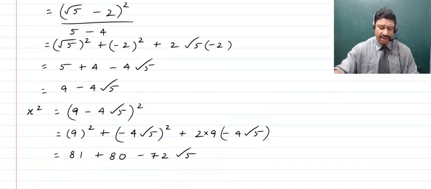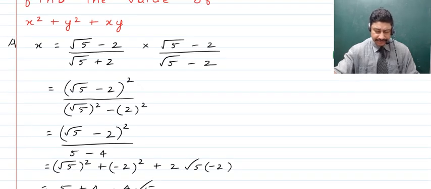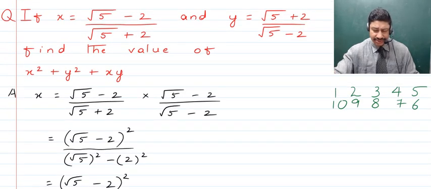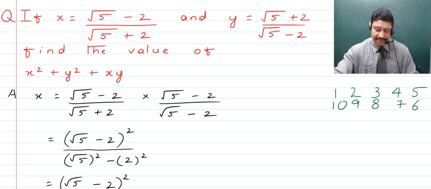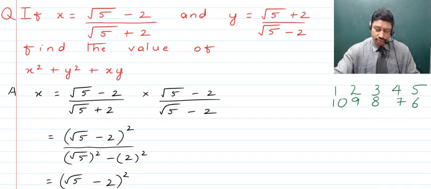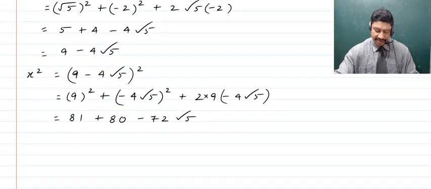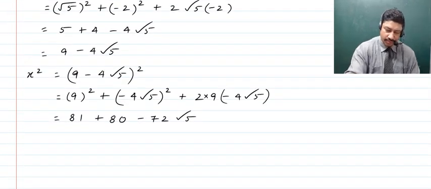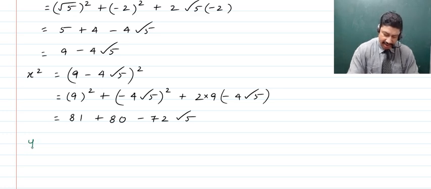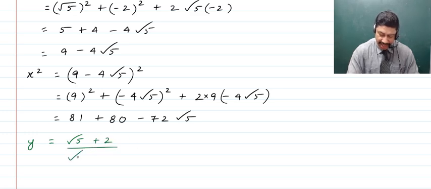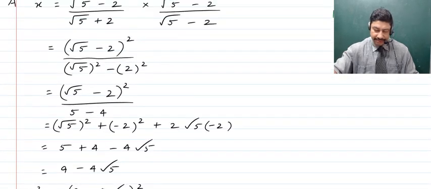Similarly children, we also have to find out the value of y square, and here you see that the value of y is actually root 5 plus 2 upon root 5 minus 2, right? So we will write this value, that is, we now have our y to be equal to root 5 plus 2, and in the denominator we have root 5 minus 2, right?